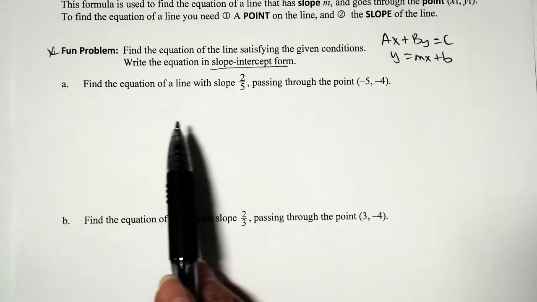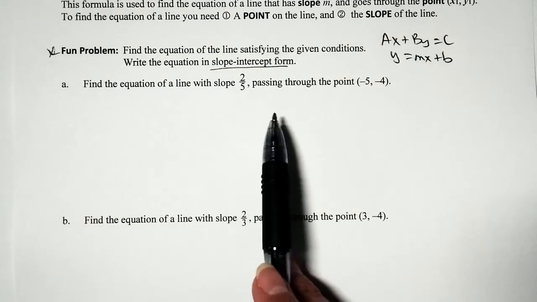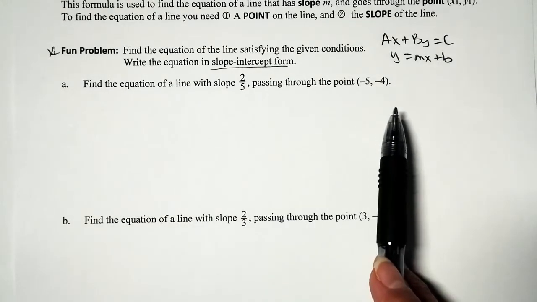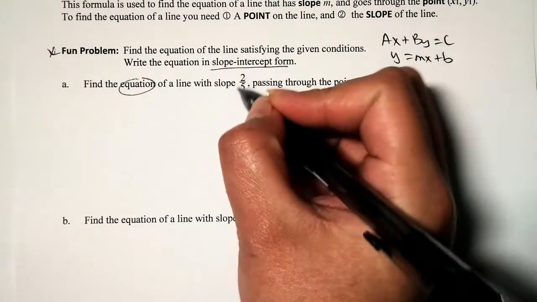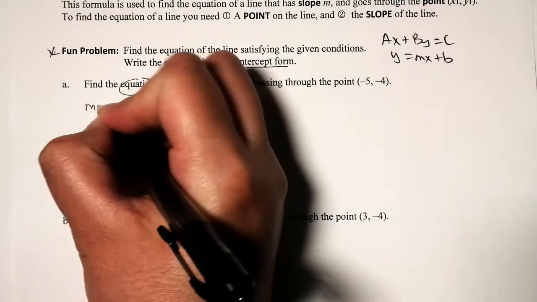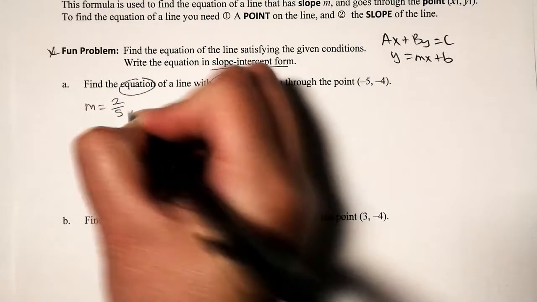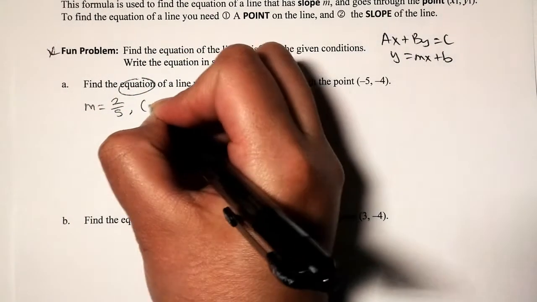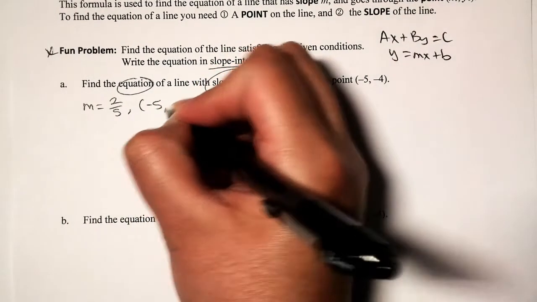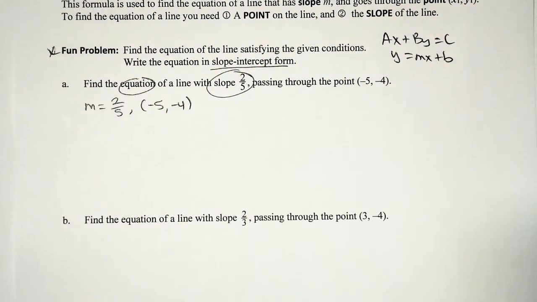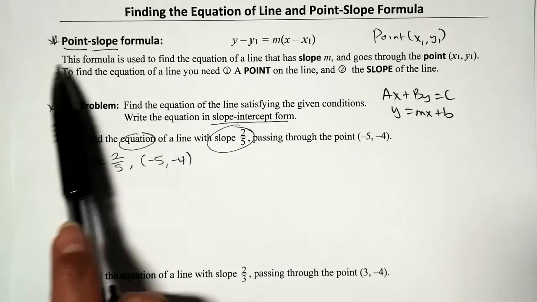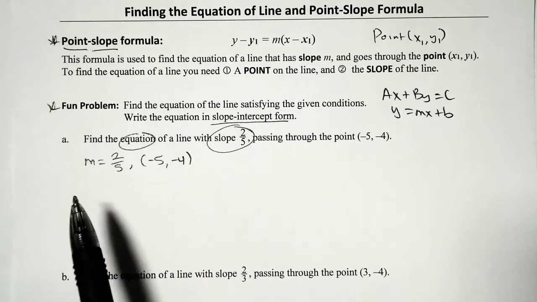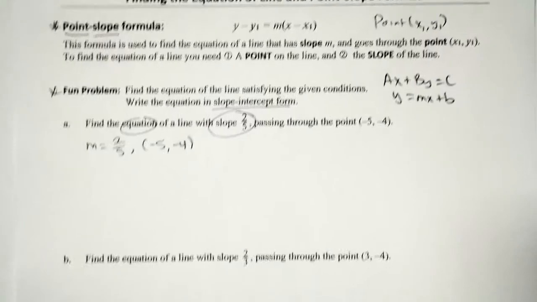Problem A. Find the equation of the line with slope 2/5 passing through the point -5, -4. So let me paraphrase this. We have to find the equation of a line. What do we know? We know that the slope is 2/5 and that it has to go through the point -5, -4. Cool. So now what do I need to find the equation of a line? We need a point and we need a slope. We have a point, we have a slope, we have what we need to get this equation.